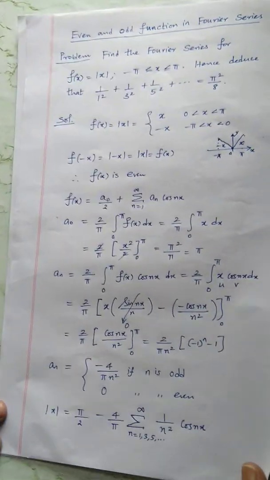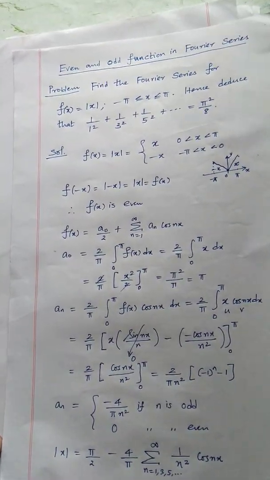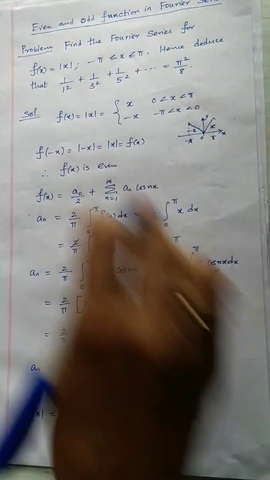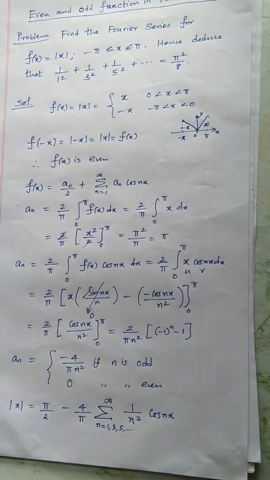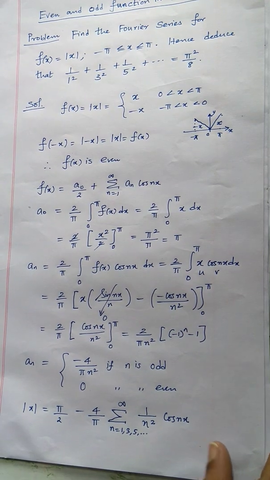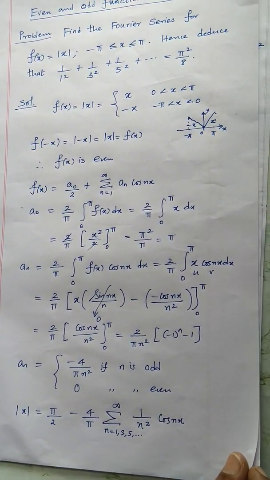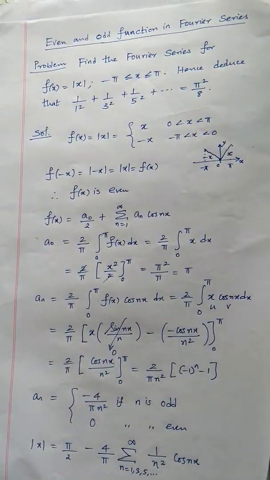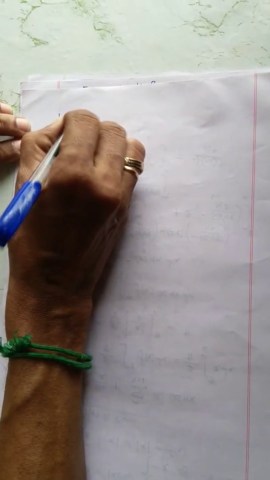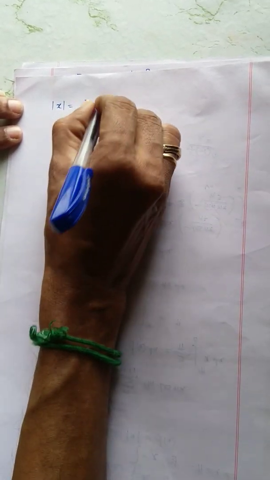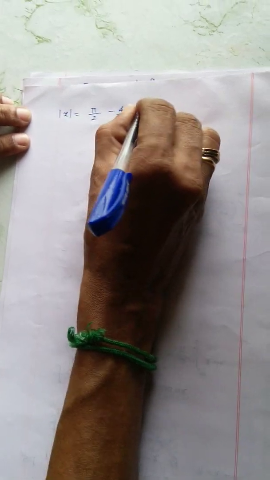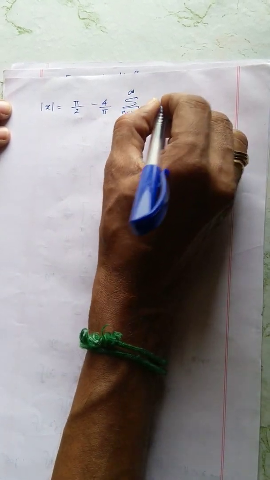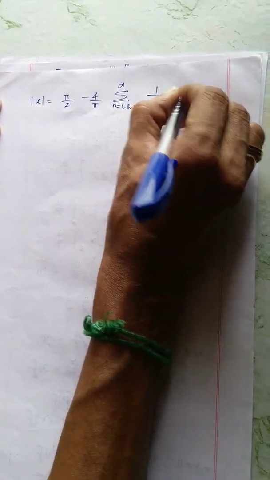Now I want to deduce the numerical series. If I know the Fourier series, I want to deduce this numerical series. Here the running numbers in the denominator are odd. Let us make an attempt by setting x equal to 0. I'll repeat this expression again. The Fourier series: modulus x equal to pi by 2 minus 4 by pi sigma n equal to 1, 3, 5, etc. to infinity 1 by n square cos nx.